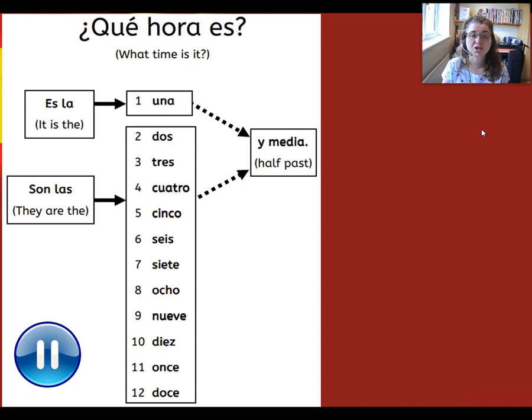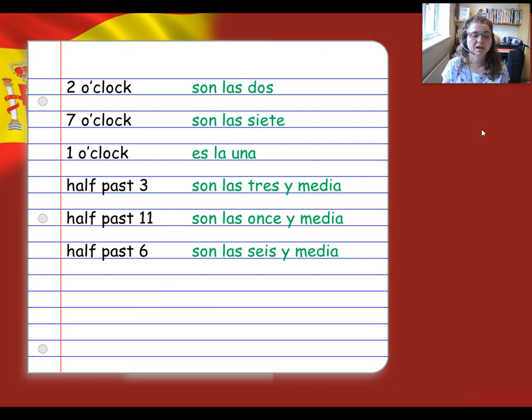So, what times did you choose? I chose son las 2, son las 7, es la 1. Those were my o'clock times. And for the half past, I chose son las 3:30, son las 11:30 and son las 6:30.